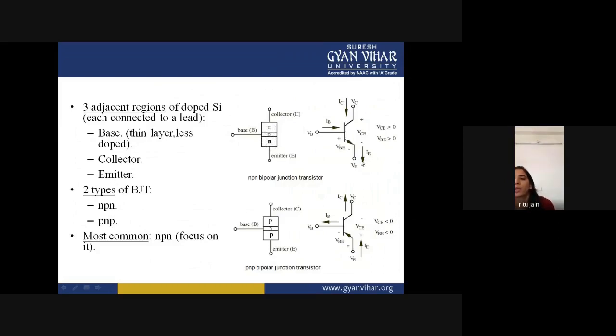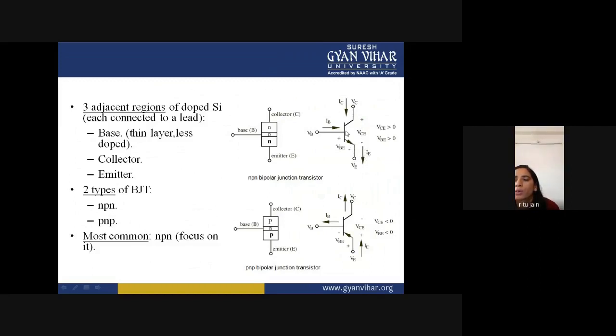From this diagram you can see that the voltage at the base terminal is VB, the current flowing through the base is IB, and the current flowing through the collector is IC. The voltage at the collector terminal is VC, the voltage at the emitter terminal is VE, and the current flowing through this is IE, that is the emitter current.